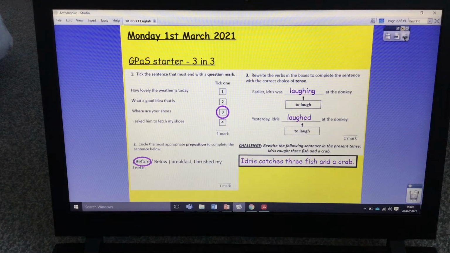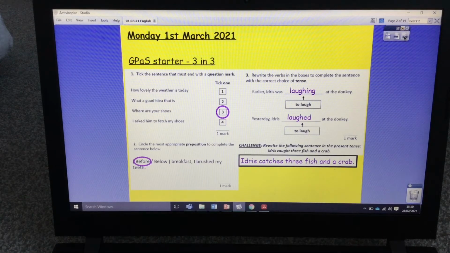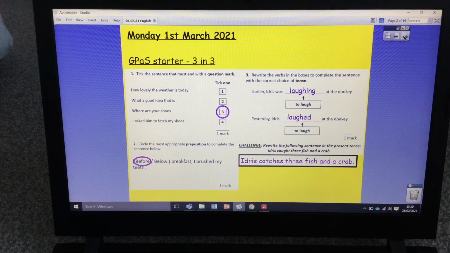And here are the answers. So the sentence that must end with a question mark is sentence number 3. Where are your shoes? Number 2, the correct preposition was before breakfast I brushed my teeth, and number 3 you should have earlier Idris was laughing at the donkey and yesterday Idris laughed at the donkey. If you got onto the challenge to rewrite the sentence in the present tense, you should have Idris catches 3 fish and a crab.